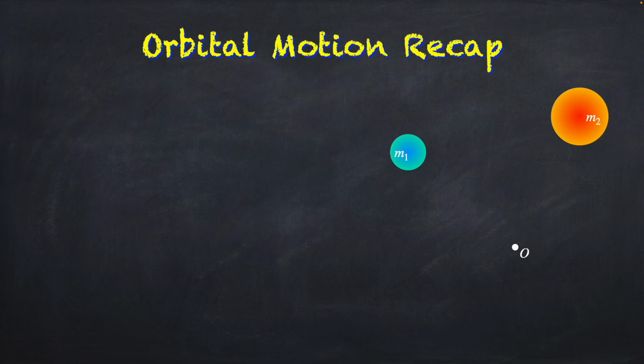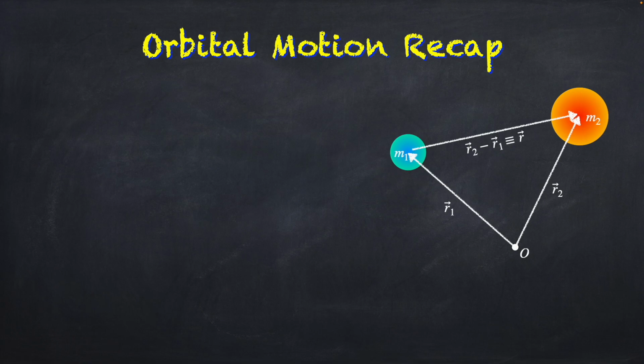We called the positions of these masses r1 and r2, these are vector quantities, and we called the vector between these two masses r, which is just equal to r2 minus r1. This is the position of mass 2 relative to mass 1. And we assume that the only force between these two masses was the force of gravity.